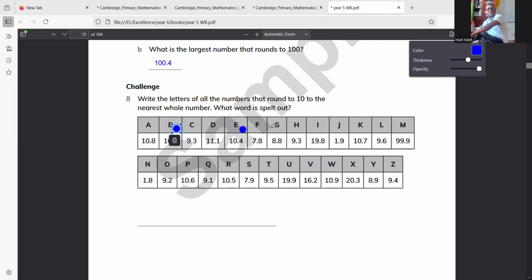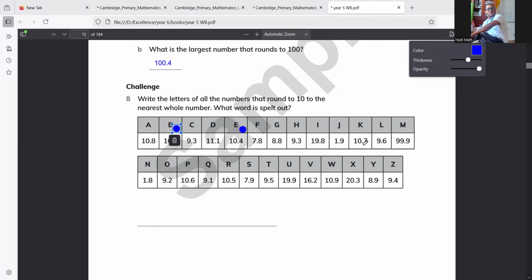Then you have 7.8. 8 is more than 5, when you add, it's going to be 8. So no. 8.8, also you round up, but it's going to be 9. No. 9.3 is the same as before, 9.3. So it's going to be also 9. 19.8, this you round up, it's going to be 20. No. 1.9, you round up, this will be 2.